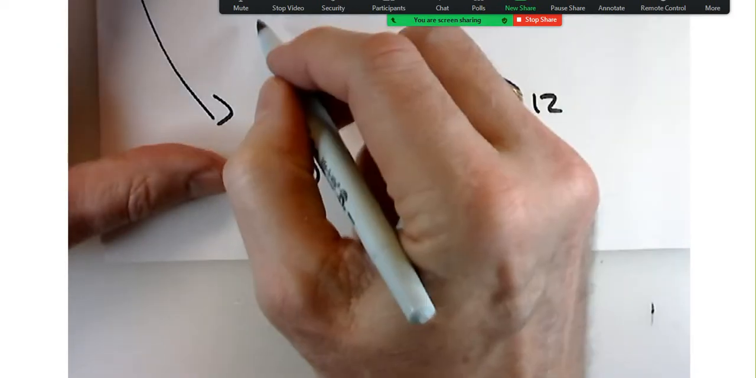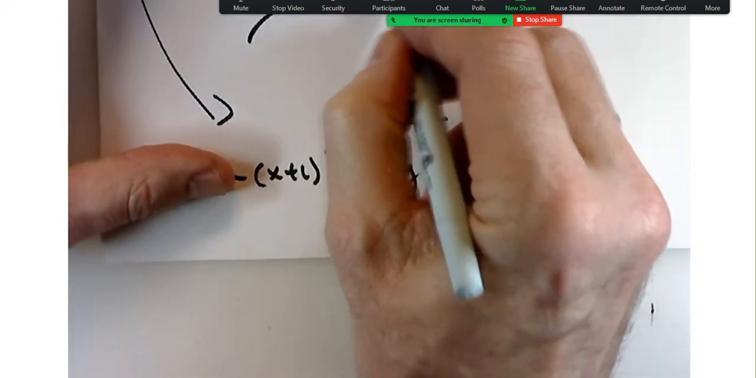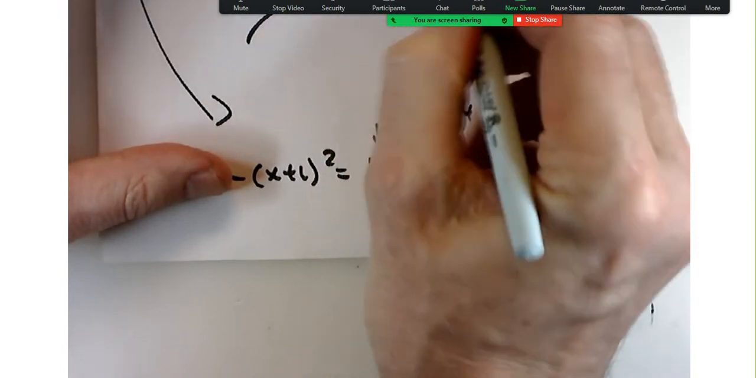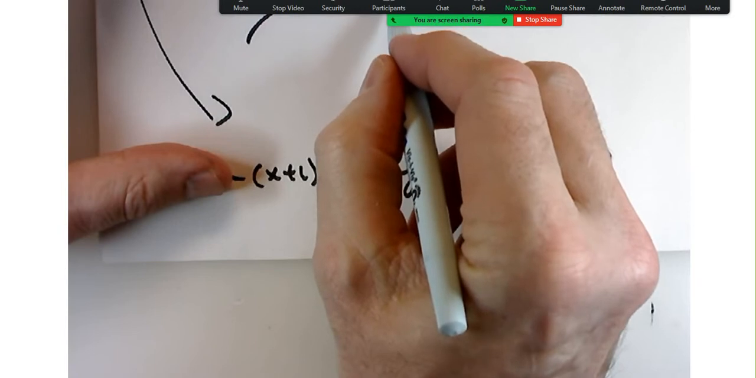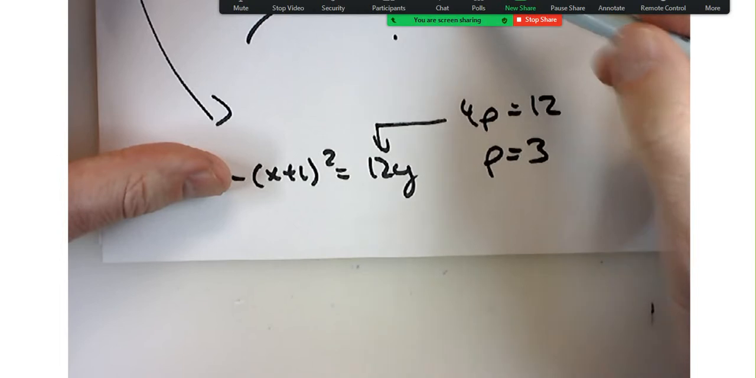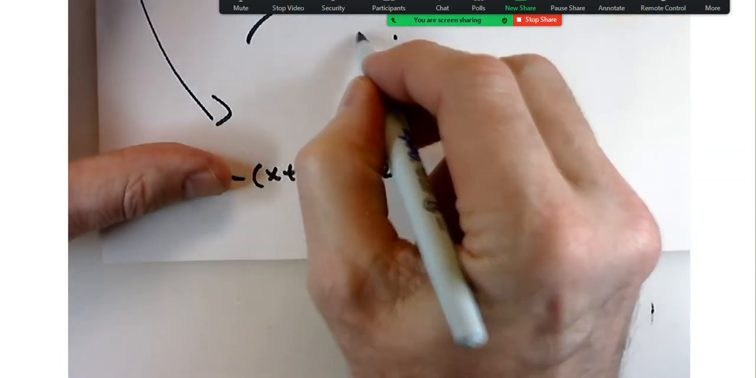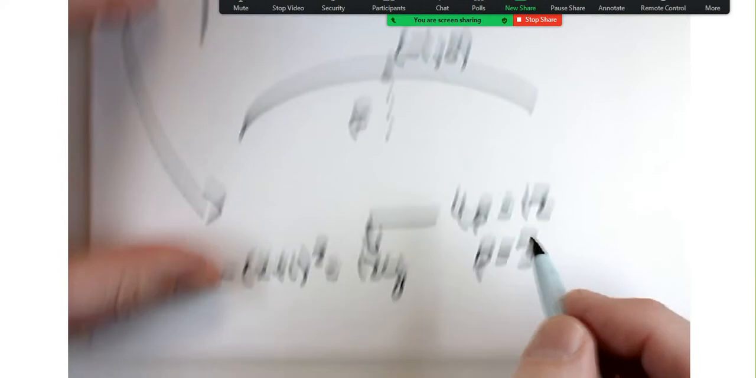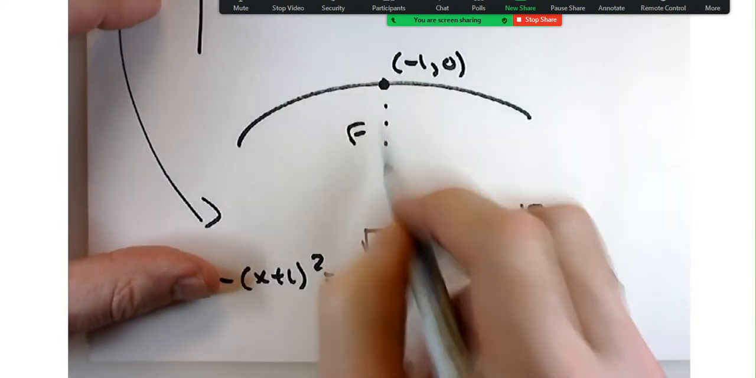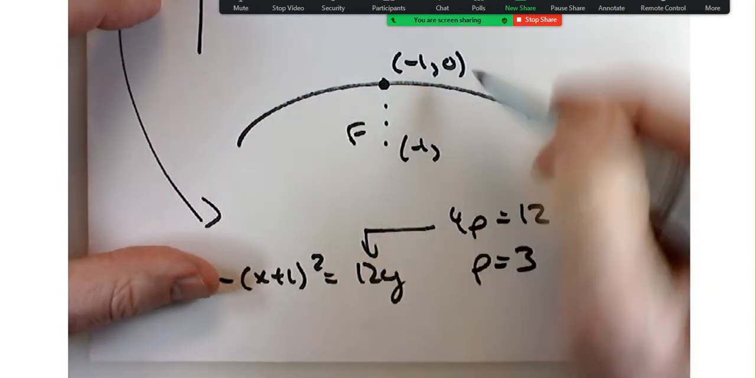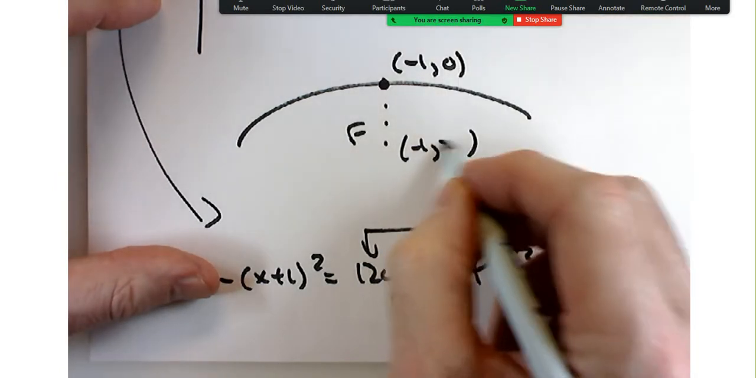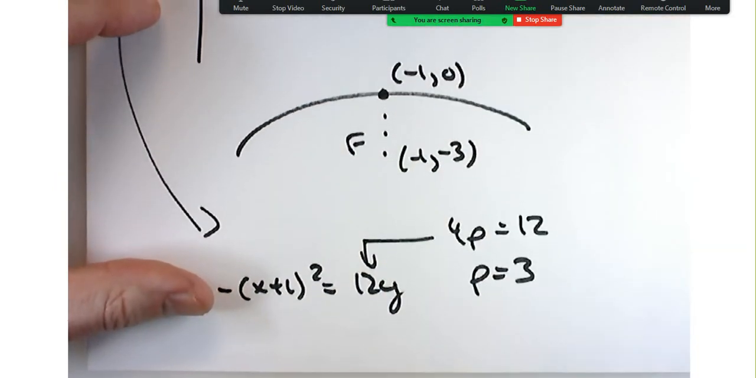But keep in mind the orientation of this problem. So if my vertex is negative 1 and 0, then I've got to be 3 units down from that point in order to find my focus. So what are the coordinates going to be? Well, I'm not changing anything in the x direction, so it's still going to be -1. But I am going to change things in the y direction. If I go down 3, that'll be -3.